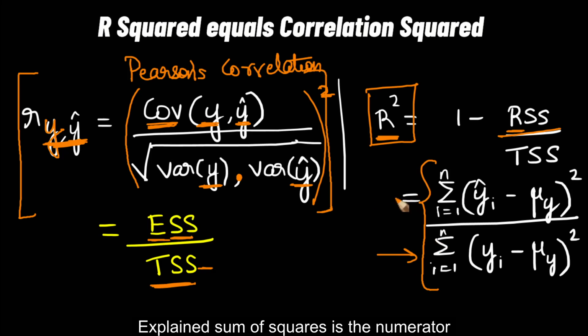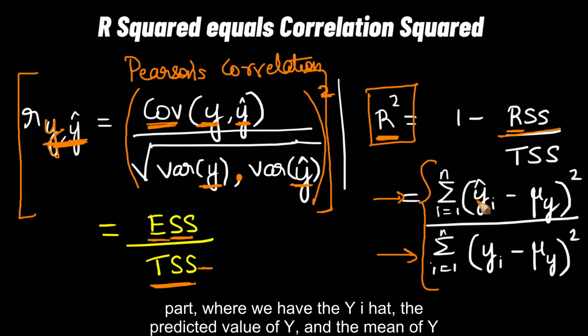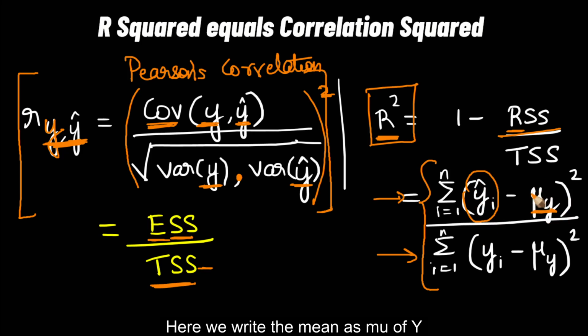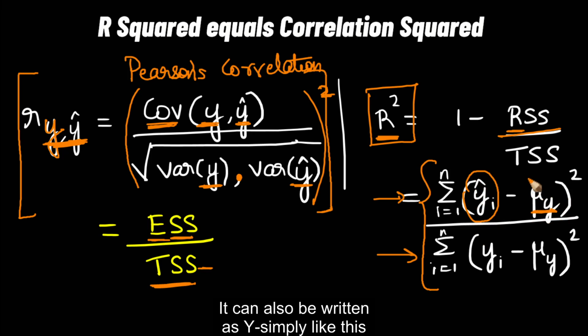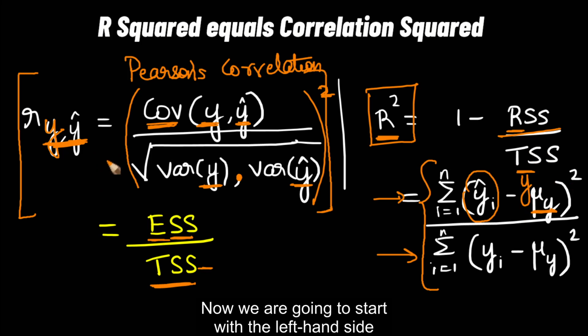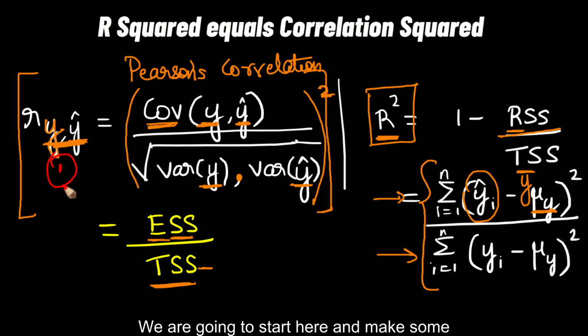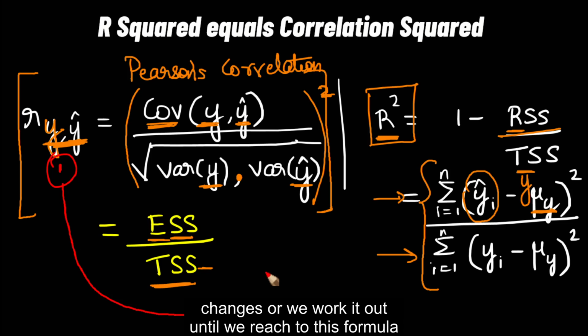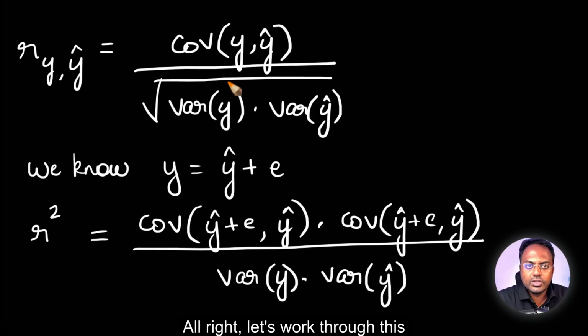Explained sum of squares is the numerator part, where we have the yi hat, the predicted value of y, and the mean of y. Here we write the mean as mu of y. It can also be written as y dash, simply like this. We're not going to play around with this. So now we are going to start with the left hand side, and make some changes, or work it out, until we reach this formula. Alright, let's work through this.